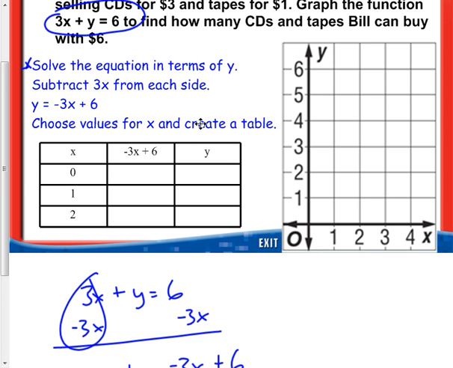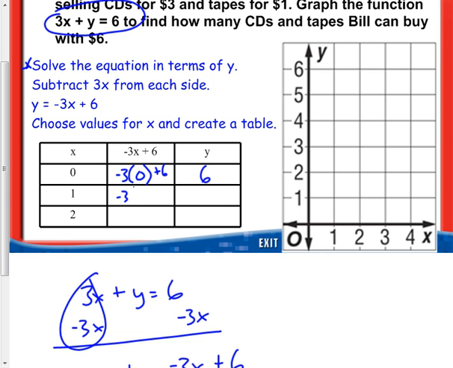Choose values for x and create a table. So here's your function table. We have 0, 1, 2. It would always be good to get a negative number in there too, but for the sake of this, let's just get started. We have negative 3 times 0 plus 6. So this is going to be 0, and we're having 6 there.